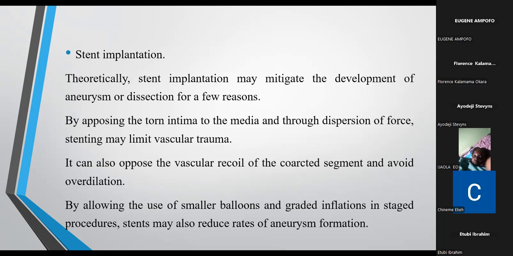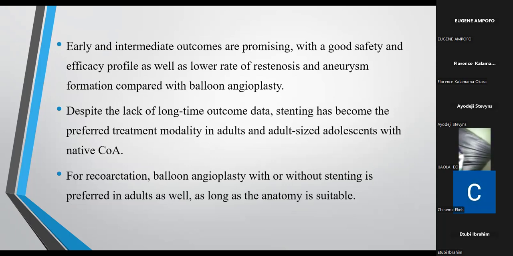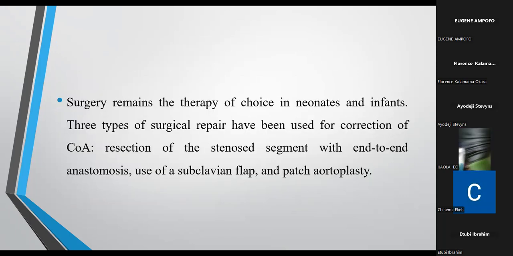Stent implantation is also another form. Stent implantation may mitigate the development of aneurysm or dissection for a few reasons. By opposing the torn intima to the media and through the dispersion of force, stenting may limit the vascular trauma. It can also oppose the vascular recoil of the coarcted segment and avoid overdilatation. By allowing the use of a smaller balloon and graded inflation in a staged procedure, stents may also reduce the rate of aneurysmal formation.